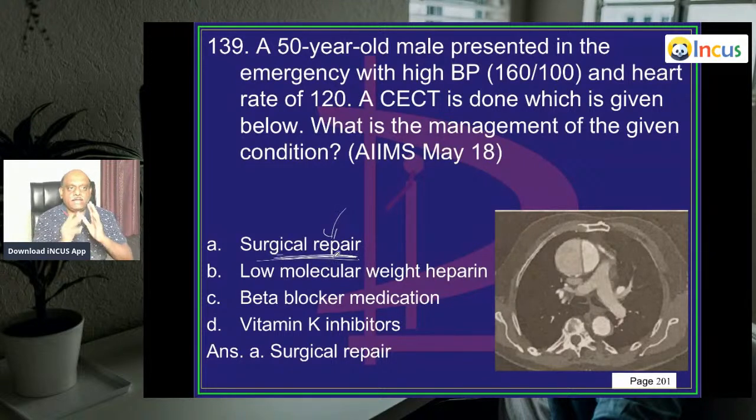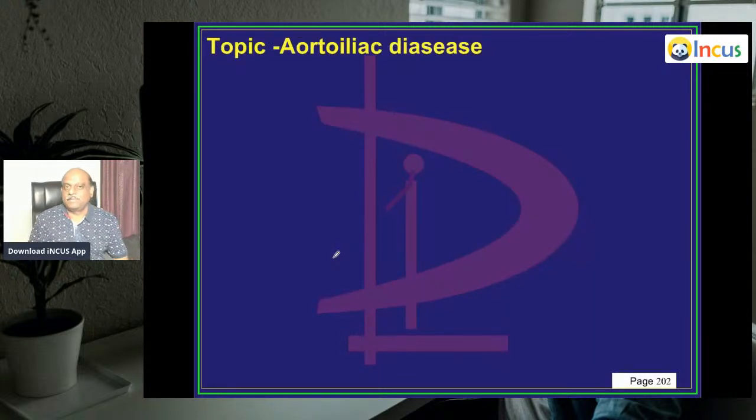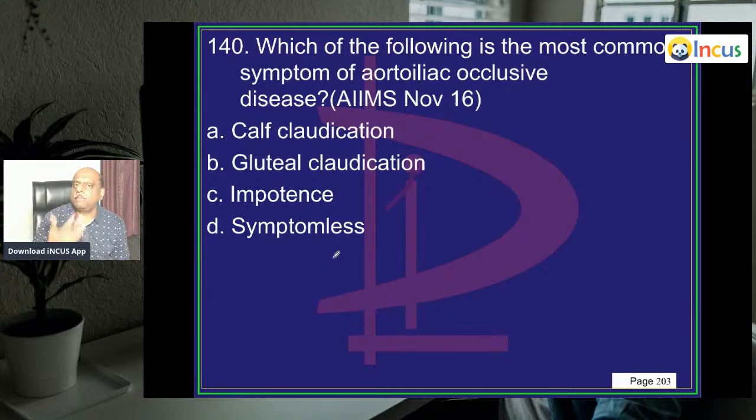So is it involving the ascending aorta or descending aorta or both of them, DeBakey which type, and accordingly whether medical management or surgical management. All these things we have discussed, debated, and made available in the online mbbs.com video library. Doctor, please take a chance to do that revision. What is the most common presentation of aortoiliac occlusive disease?